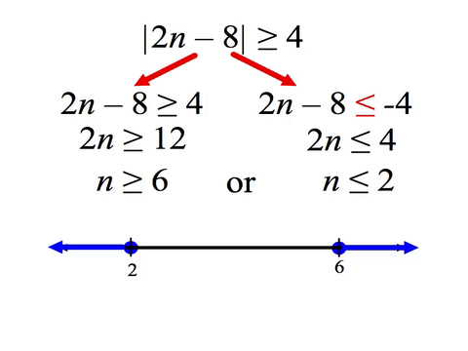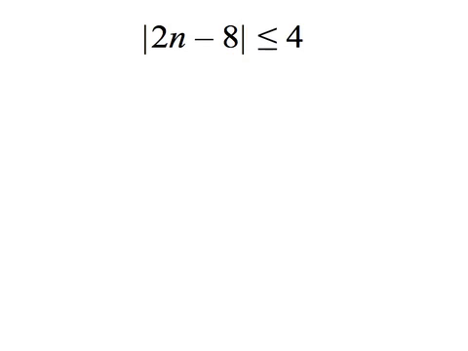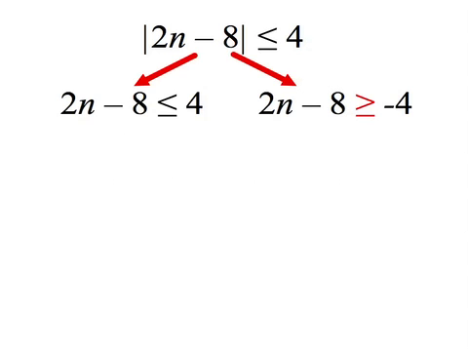Then pick a number that's less than 2. 0 works fine. And if n is 0, see if the inequality is true, and it is, and that's why the graph is shown. Now we have a similar inequality, only this inequality is less than or equal to, where the previous one was greater than or equal to.